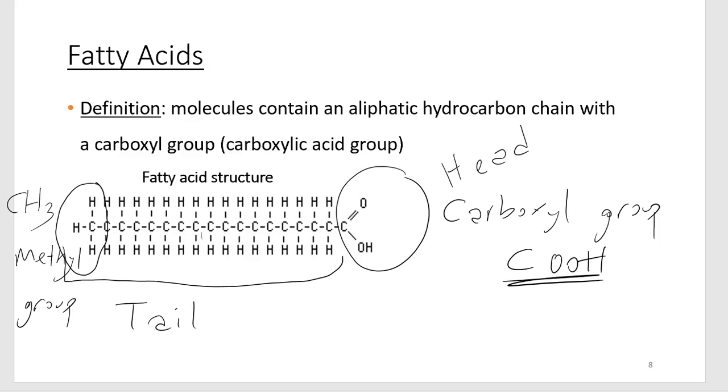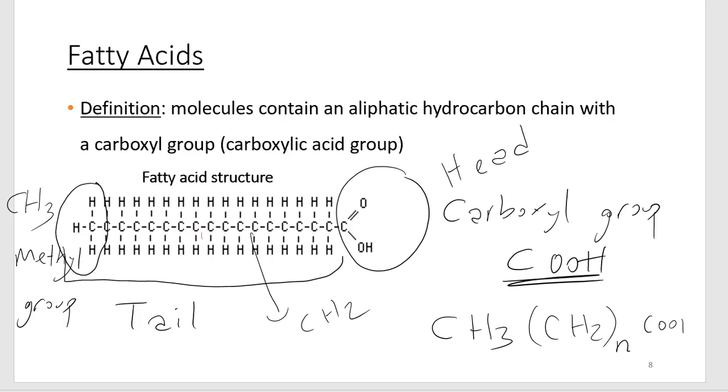And in the middle we have a bunch of CH2 groups. They are repeating CH2 groups, maybe repeating N times. So I can write it like that. On one end we have a methyl group, CH3. We have repeating CH2 groups in the middle, N times. And on the other end we have a carboxyl group. So that's the basic chemical formula of a fatty acid.